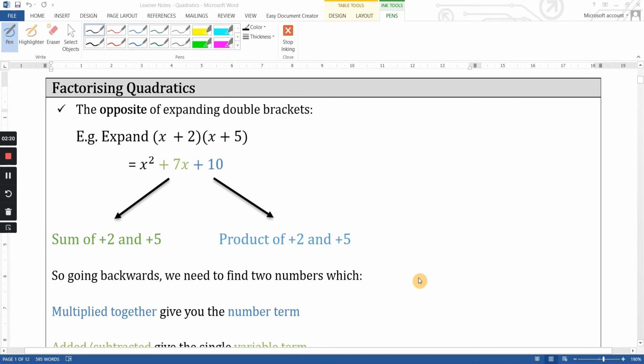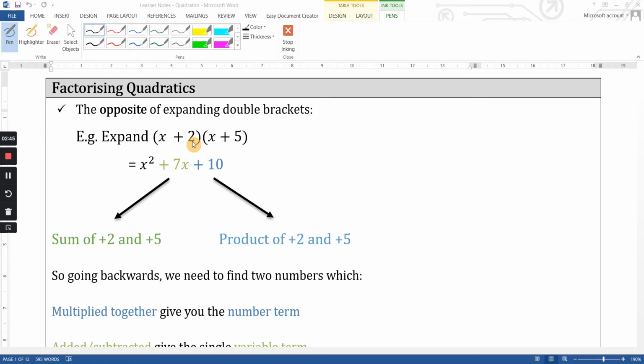Just a bit of a recap then. This is going to be the opposite of expanding double brackets. So this was done in week 3 when we were doing basic algebra. So how do you expand double brackets? You should realize that everything in this bracket is multiplying everything in this bracket. So that x multiplies this x to give you the x squared.